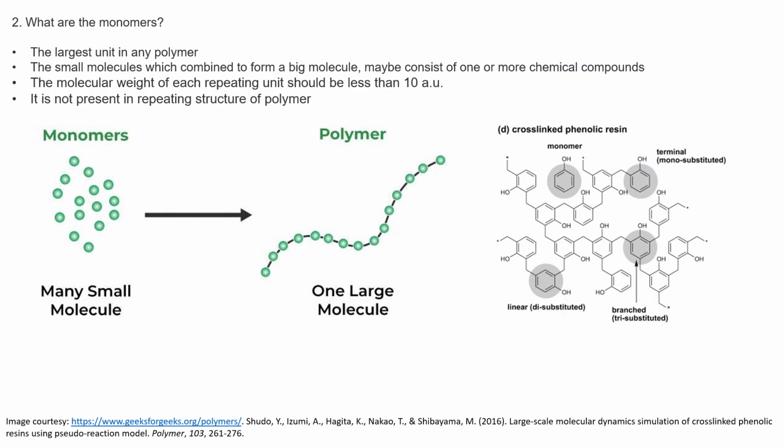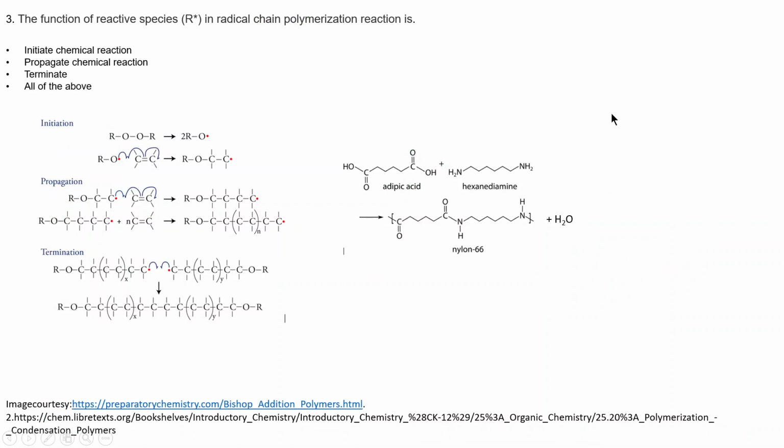So yes, it is the small molecule which is combined to form the big molecule. The second one is the ionize. Okay. Next we have the function of reactive species R star in radical chain polymerization is.